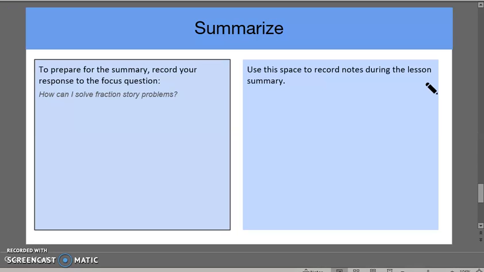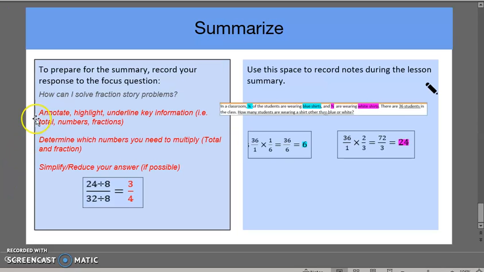In the summary portion, we want you to work through how you can solve fraction word problems. Take a chance, look through the steps, and we're going to provide some guidance on how to do so. Here are some steps. Annotate, highlight, underline key information, i.e. total, numbers, and fractions are going to be important, and here's an example. Determine which numbers you need to multiply, the total and fraction, and here are some examples. And lastly, simplify and reduce your answer if possible. And here is an example from a previous problem.